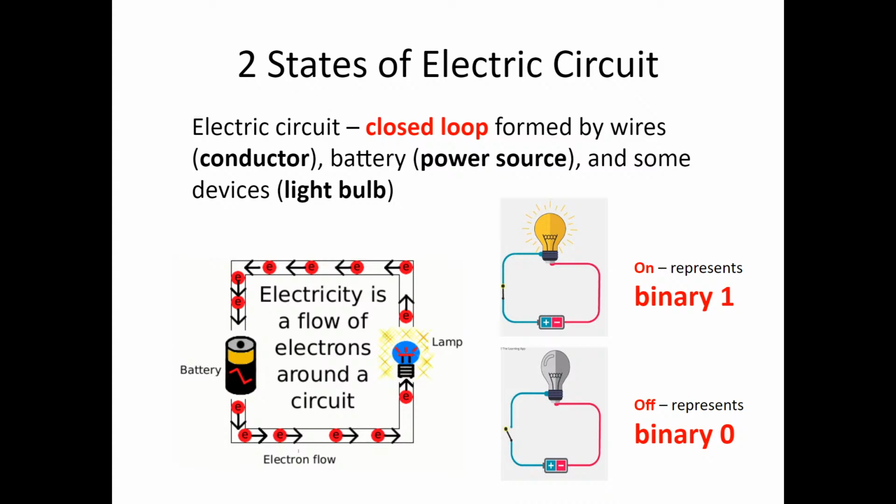Next, we learned that there are two states of the electrical circuit, on and off. We learned that on represents 1 in binary and off represents 0.